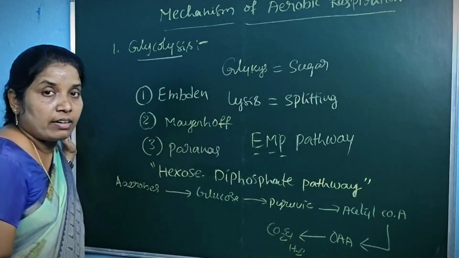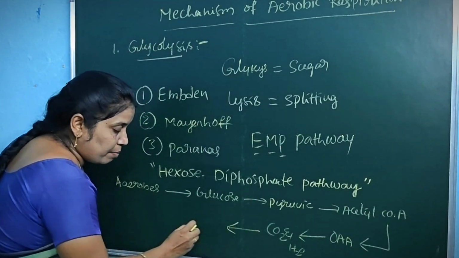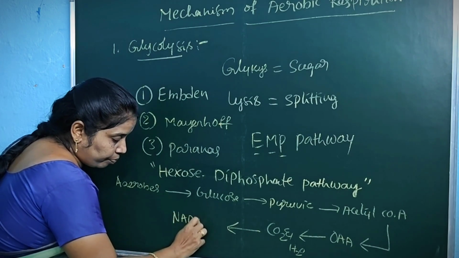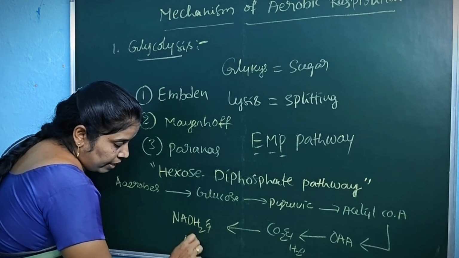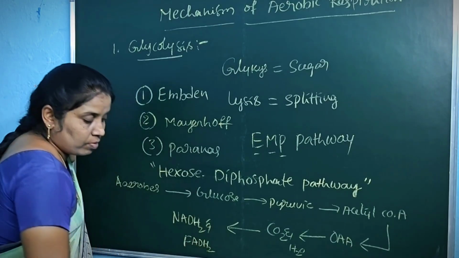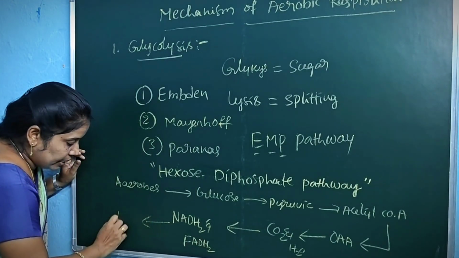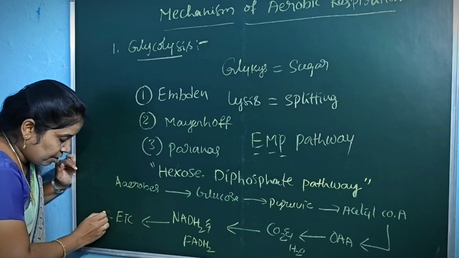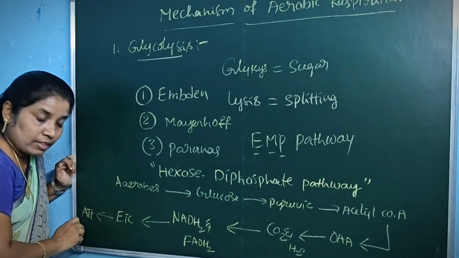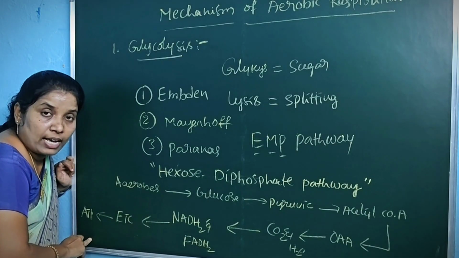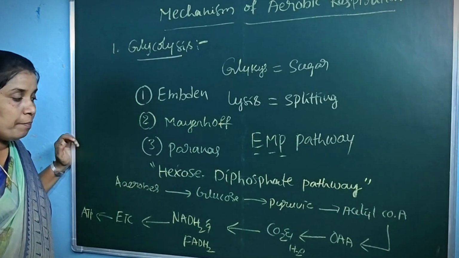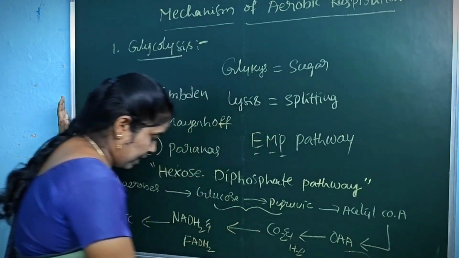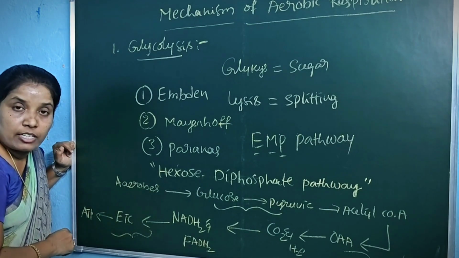in the mitochondrial matrix. In this process, highly energetic molecules NADH2 and FADH2 are released. They enter into the electron transport chain and release energy that is utilized for the synthesis of ATP. This kind of ATP preparation is called oxidative phosphorylation. So this is glycolysis, this is the Krebs cycle, and this is the electron transport chain.